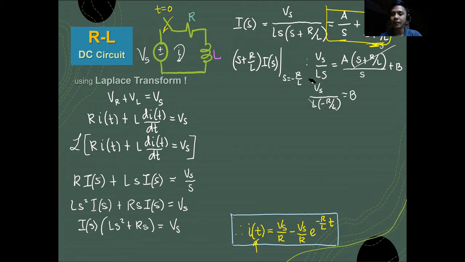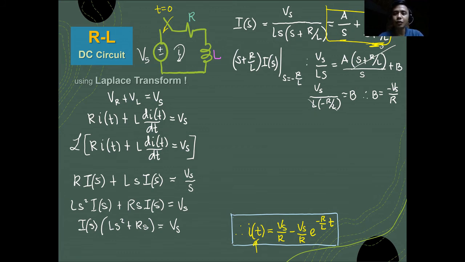Then you just simply arrange them. When you change s to negative r over l, this one becomes 0 and is removed from the equation, because we change s from this. The s here in Vs is just a subscript. And then you can find b. b is simply negative Vs over r. You know, Vs and r are constants; r is a coefficient in the previous equation.